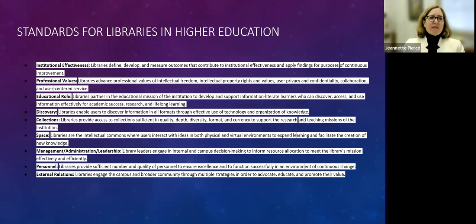And so these are the different principles in the standards for libraries in higher education, which was last revised in 2018. It was designed to guide academic libraries in advancing and sustaining their role as partners in educating students and their institutional missions in the work of continuous improvement.